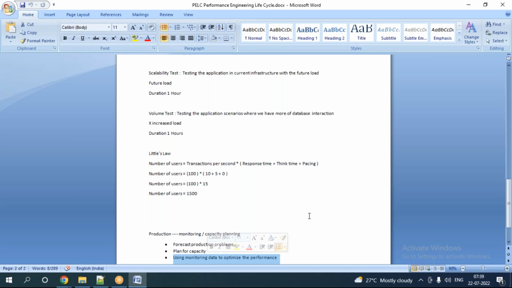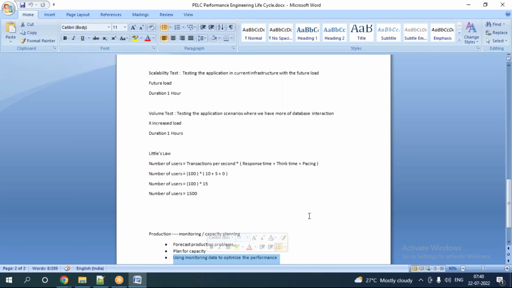That is the reason we are explaining the life cycle of performance engineering, because in future, if somebody asks what are all the activities that you are performing as part of performance engineering, it is good that you can correlate your work to the life cycle itself. So understanding the performance engineering life cycle is very, very important.